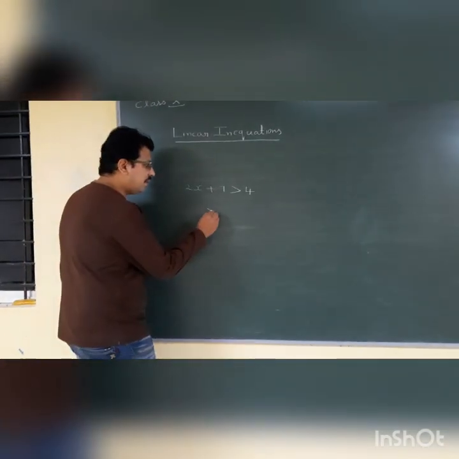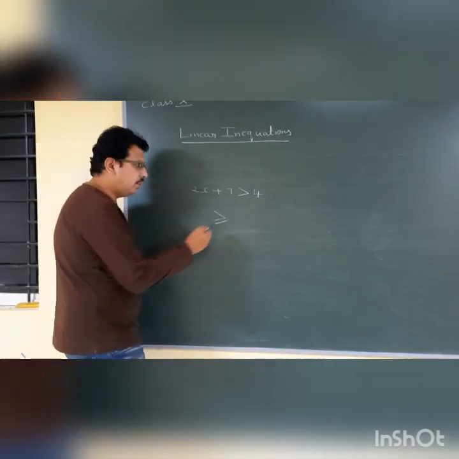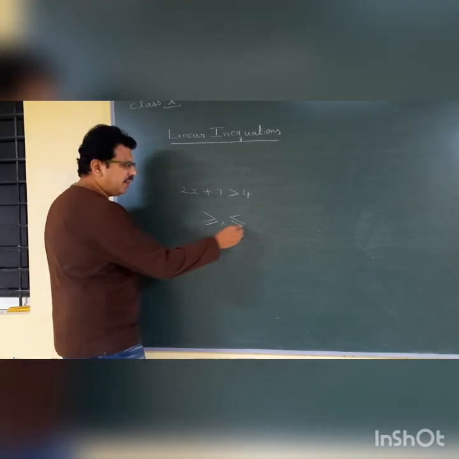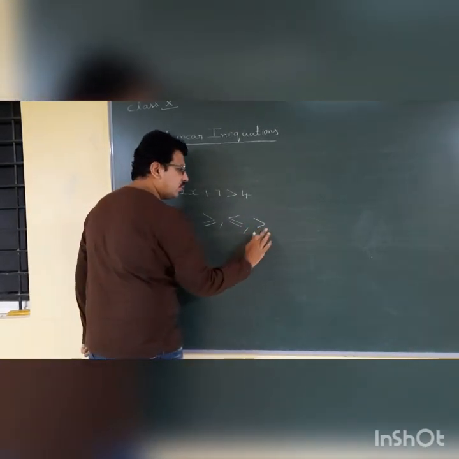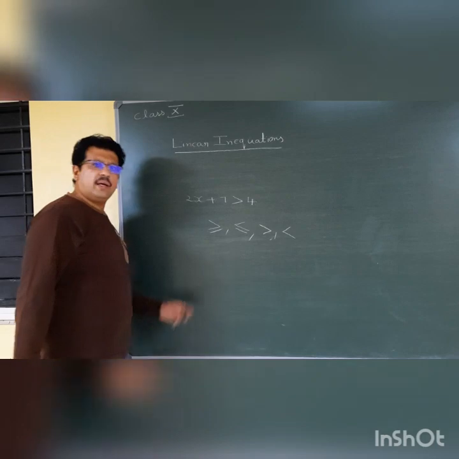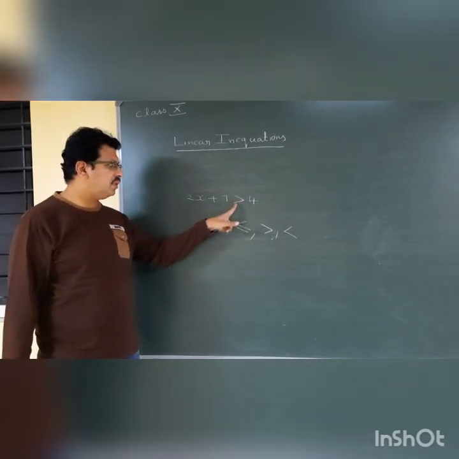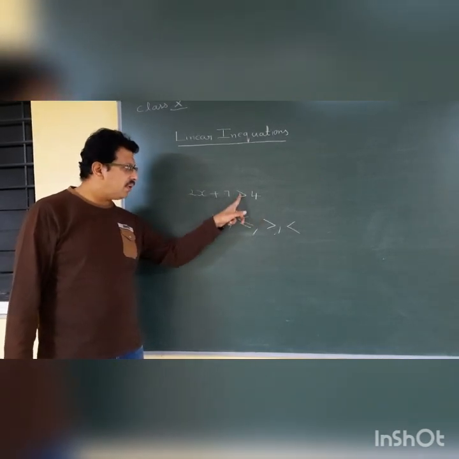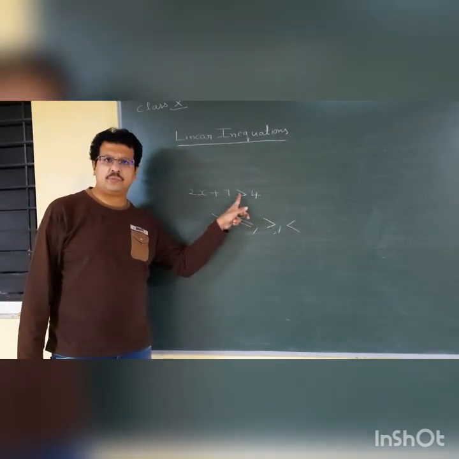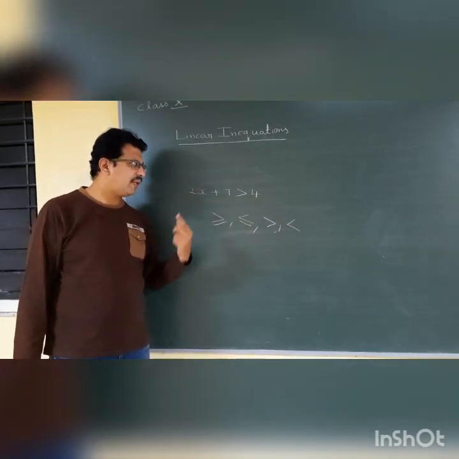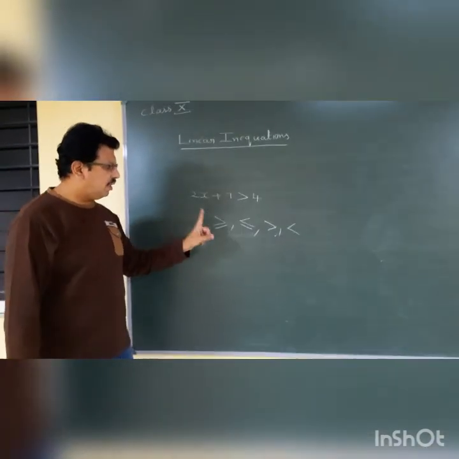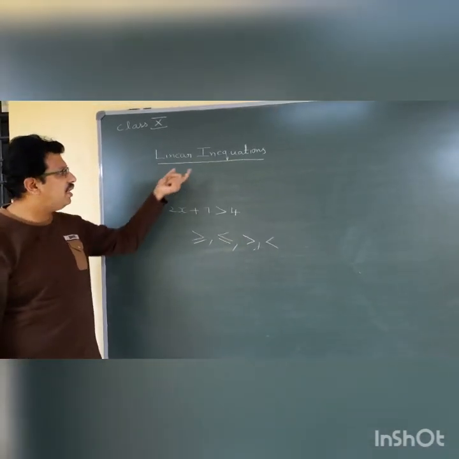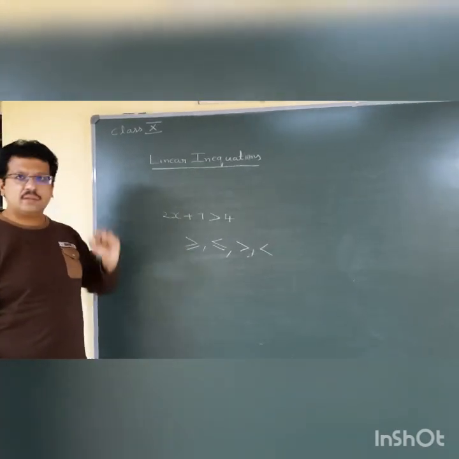It can be greater than, it can be greater than or equal to, it can be less than or equal to. So it can be greater also or it can be less also. These are called inequations. You can substitute in this place greater than or equal to, less than or equal to, or it can be less than 4 also, 2x plus 7 less than 4. These symbols are used for inequations. There are certain rules.